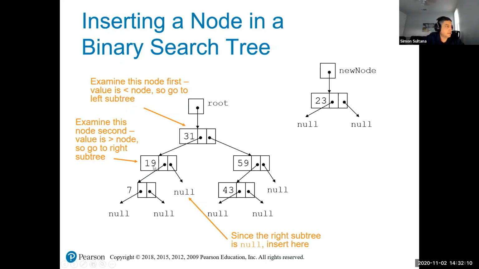And then we check the value there. That's 19. Okay. Our value is not less than, so it's greater than. So then we would now look at the right child of 19 and set our new node to that location. Does that make sense?